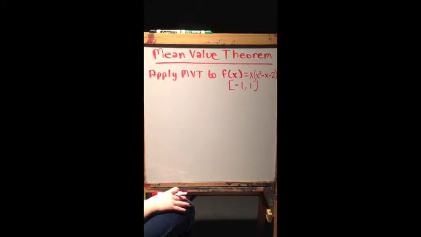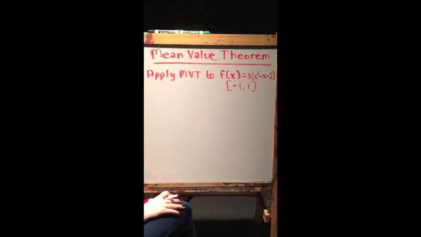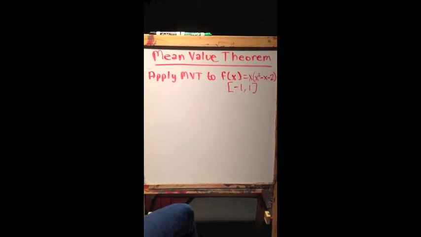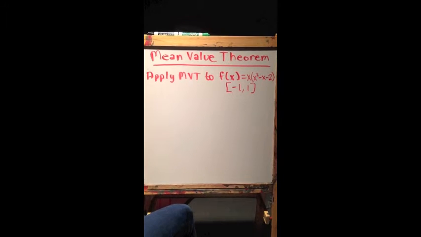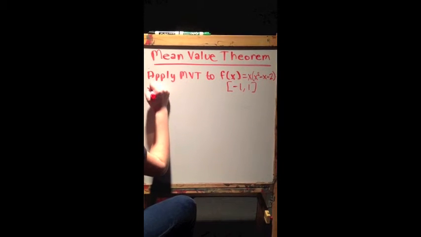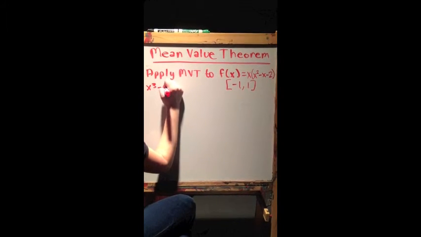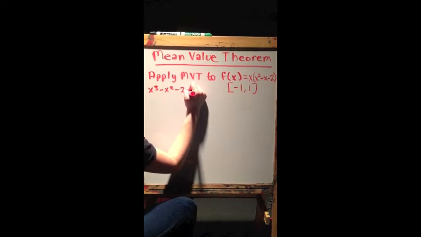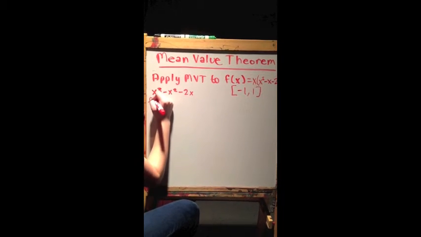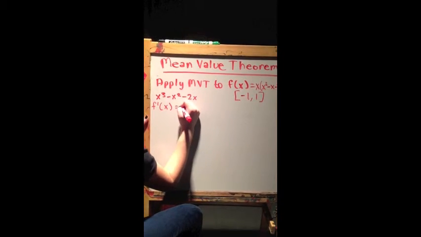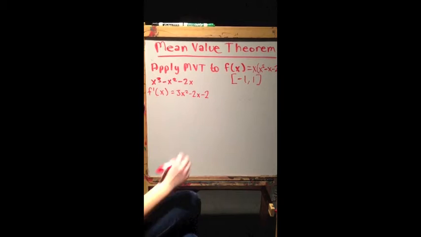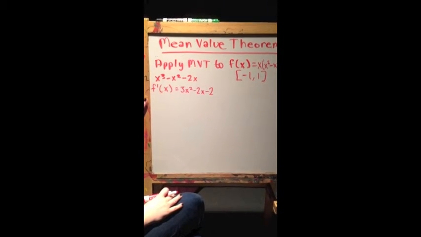Apply mean value theorem to f of x equals x times x squared minus x minus 2 on the interval -1, 1. First, make sure your function is continuous, which it is, and then distribute your x. So you would get x cubed minus x squared minus 2x. And then you would differentiate it. So f prime of x equals 3x squared minus 2x minus 2. And then double check and make sure it's differentiable, which it is.